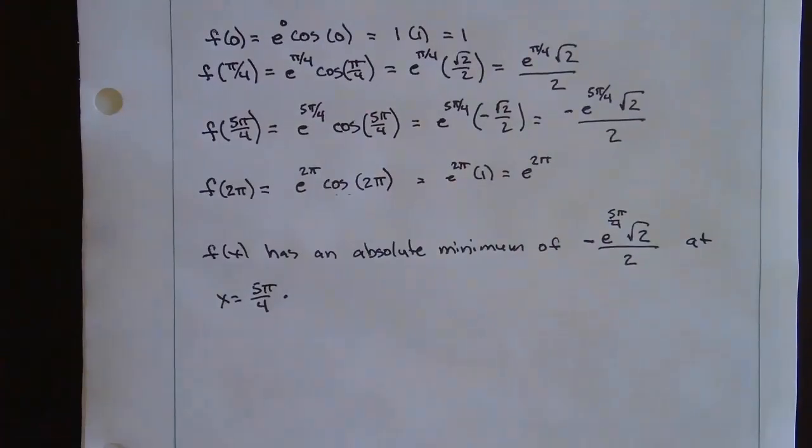Okay, so that's it. f of x has an absolute minimum of negative e to the 5 pi over 4 square root of 2 over 2 at x equals 5 pi over 4. Okay, and that's part C. Okay, so let's go on to part D.